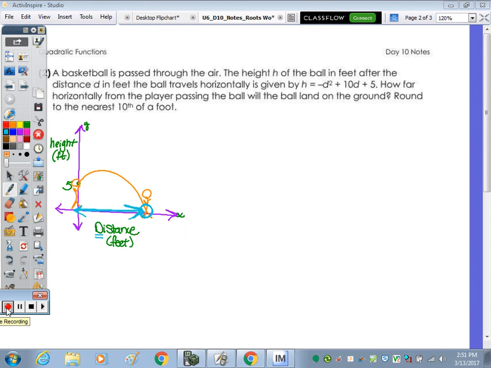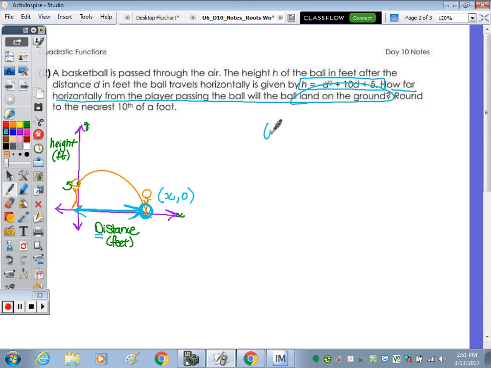So in this question here, we have our height compared to distance with the equation h equals negative d squared plus 10d plus 5. So it's upside down because of the negative, and it has an intercept of 5. So here are two players. We want to find the distance between the two. We're looking at how far horizontally a player's pass will go before it lands on the ground. So we're solving for d, or solving for x. So right here, again, what is the x value when y is 0?